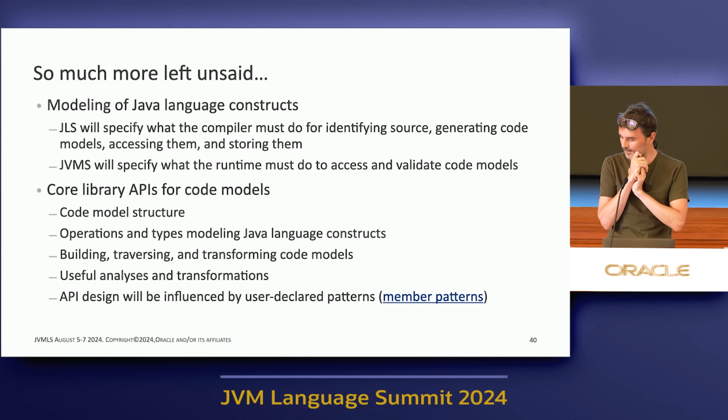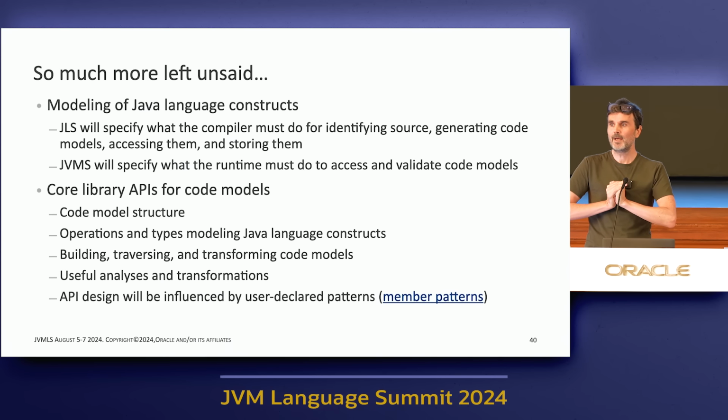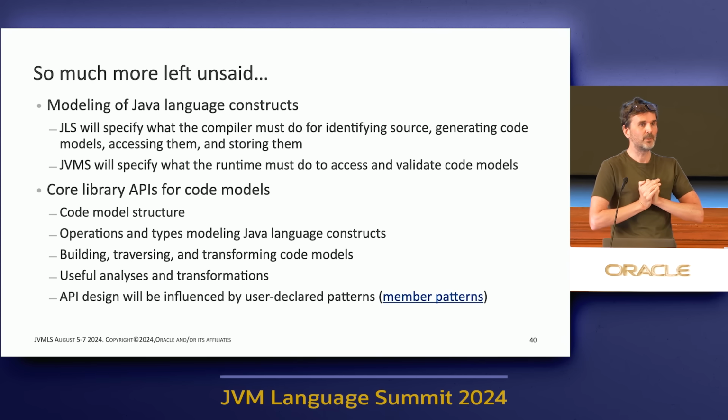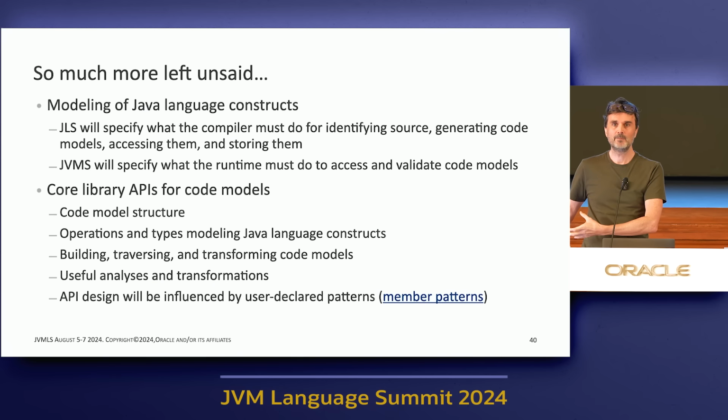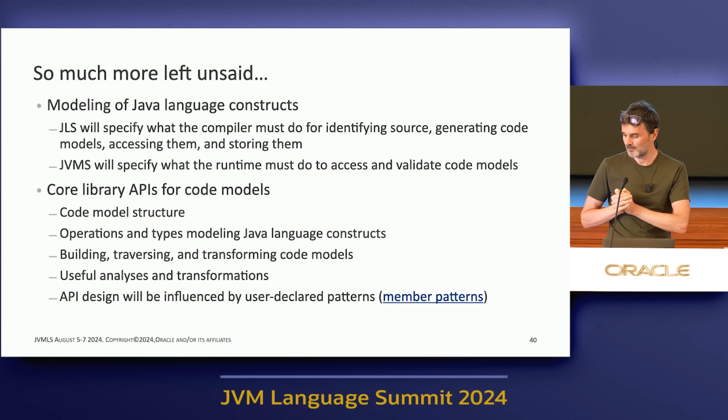And I think one thing I'm really waiting for and excited about is once we get user-declared patterns or member patterns, we'll be able to lean into that quite heavily in terms of our API design. At the moment, it's a little clunky. A lot of transformations rely on pattern matching. And once we get this sort of, how should I say, pattern matching on a rocket pack, we will be able to design our APIs better.